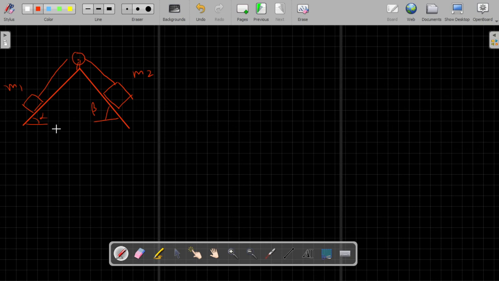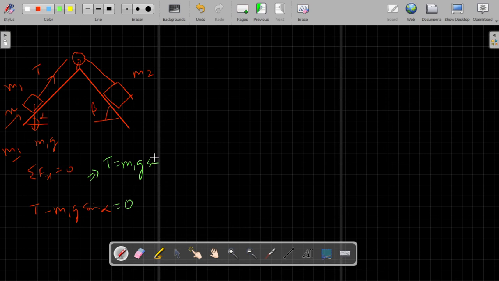Again writing the equations, the gravitational force is m1g, and we consider its component in this direction. Let us say this particular direction is some x. So the sum of forces in the x direction should be 0 for mass m1. We would say tension minus m1g sine alpha should be equal to 0. So this gives us tension is equal to m1g sine alpha.